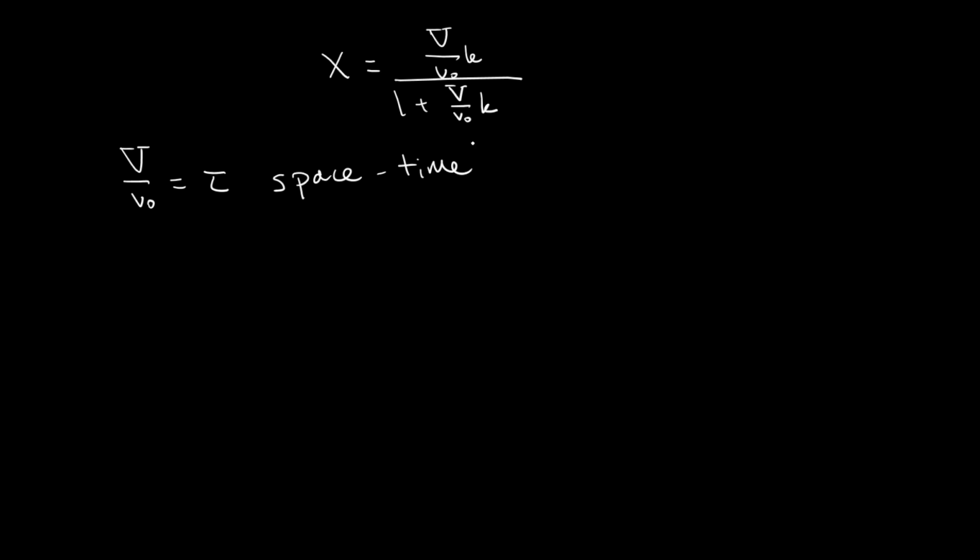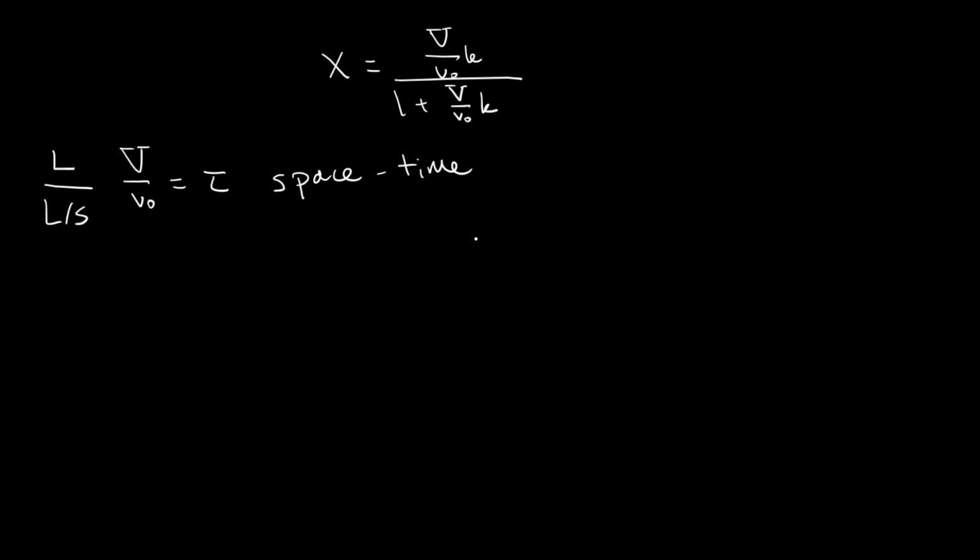So think about these units here. The units of volume is going to be some unit of volume, let's call it liters. And the volumetric flow rate here is going to be liters per second. So the units of tau is going to be liters divided by liters per second, which is in units of time. So this is our space-time.